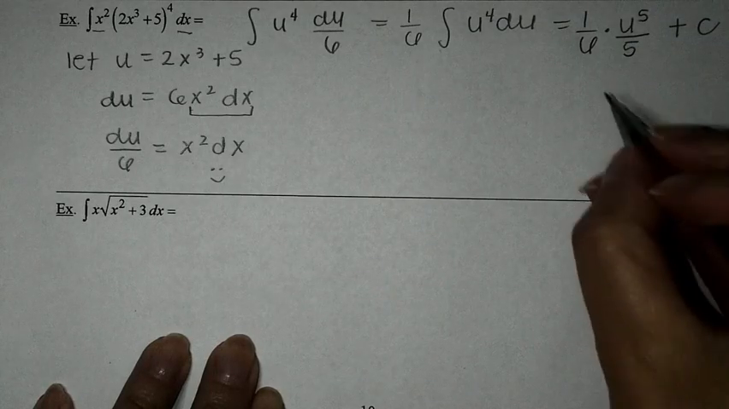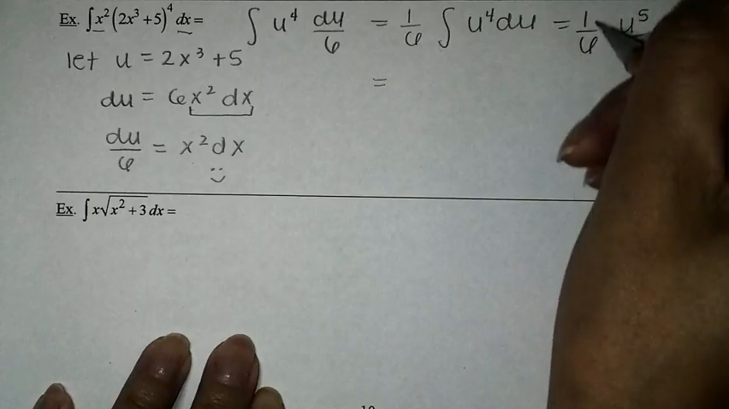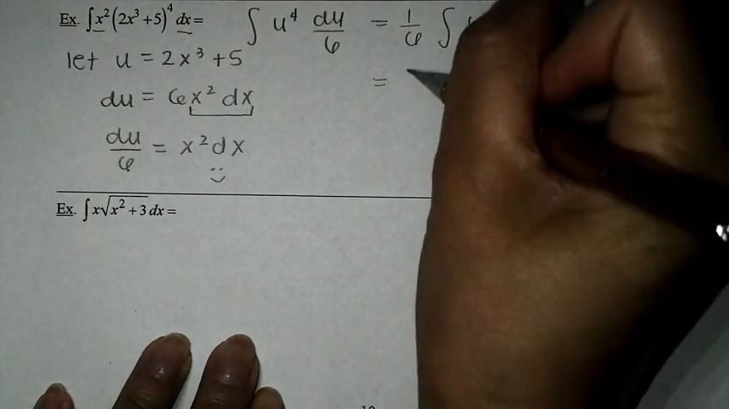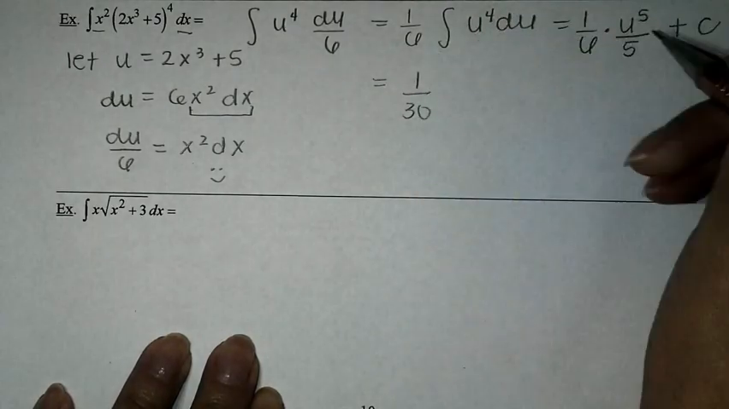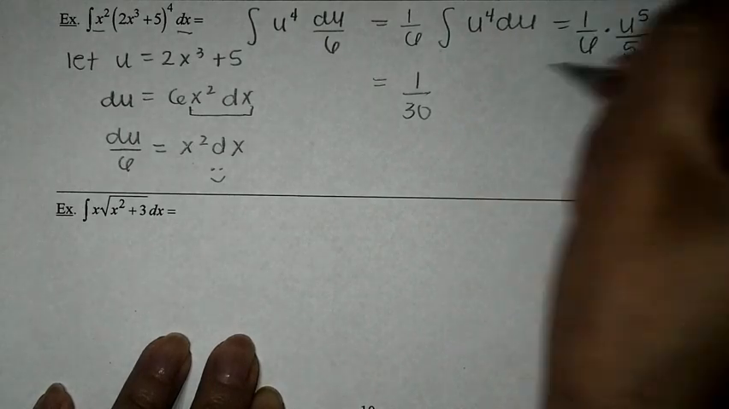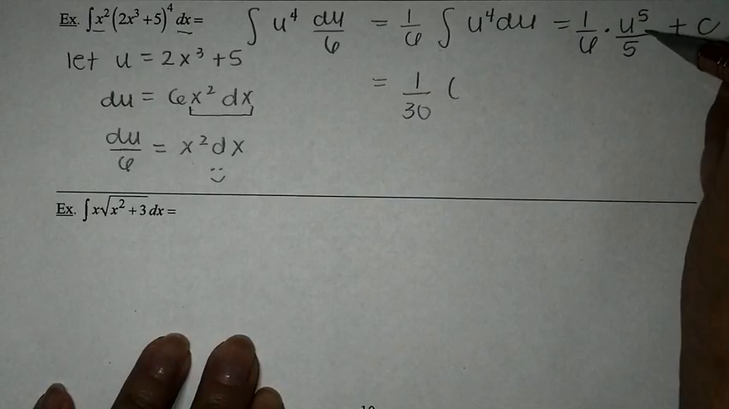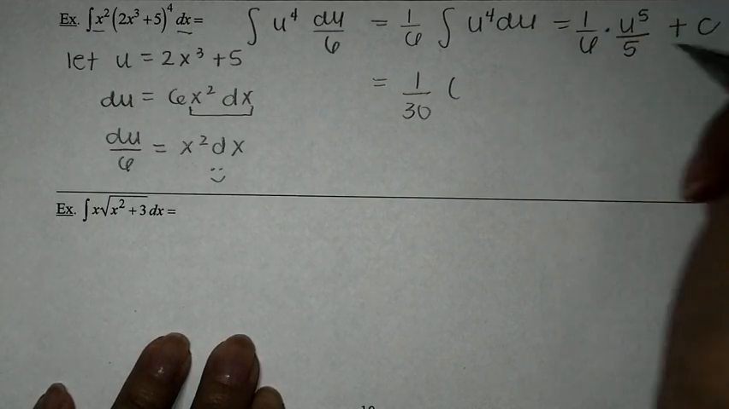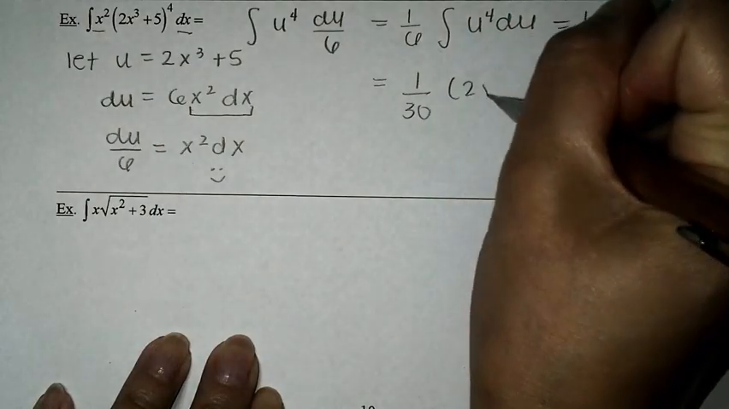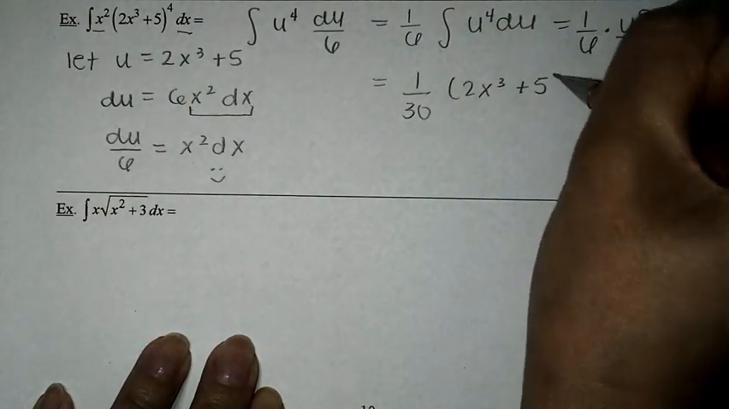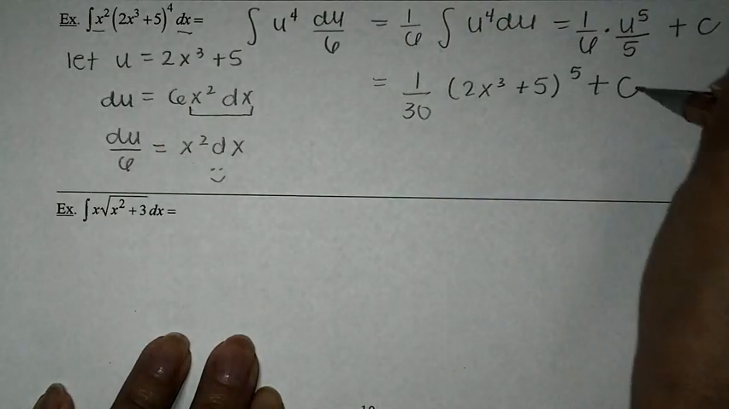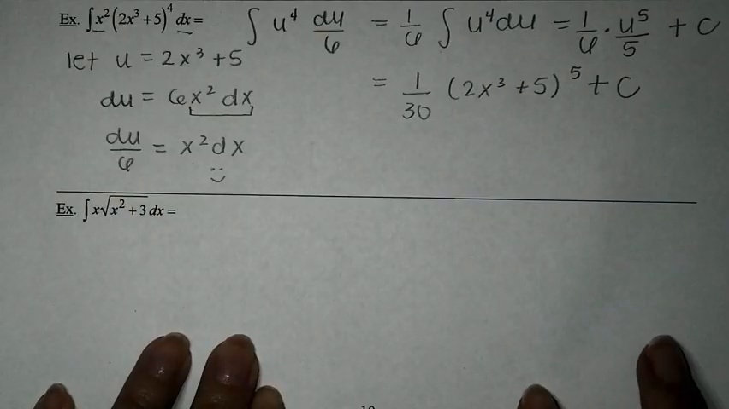Isn't that beautiful? After that, you obviously are going to do the operation here, or honestly you can leave it like 6 times 5. Then you have the u, but we don't want the u, we want the original expression based on x's. So your u is 2x cubed plus 5, and everything to the power of 5, plus c, and guess what? You are done. Isn't that nice?